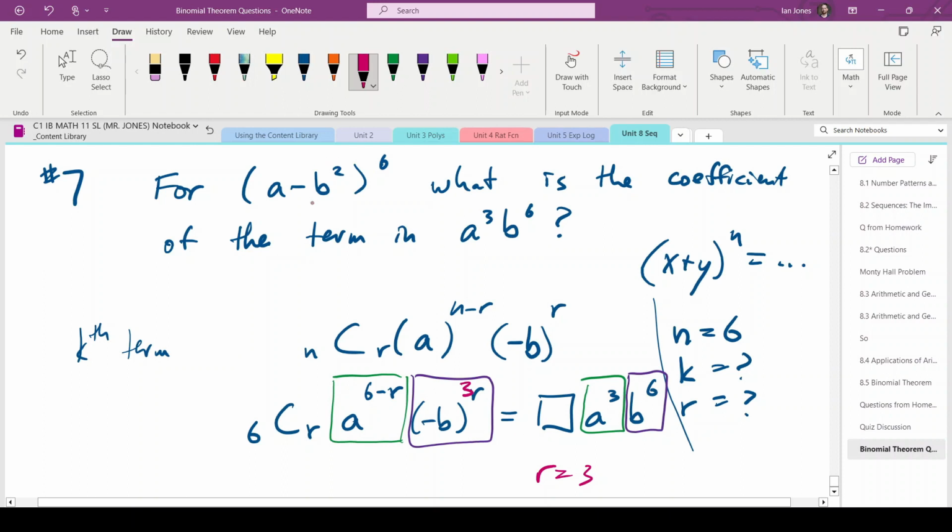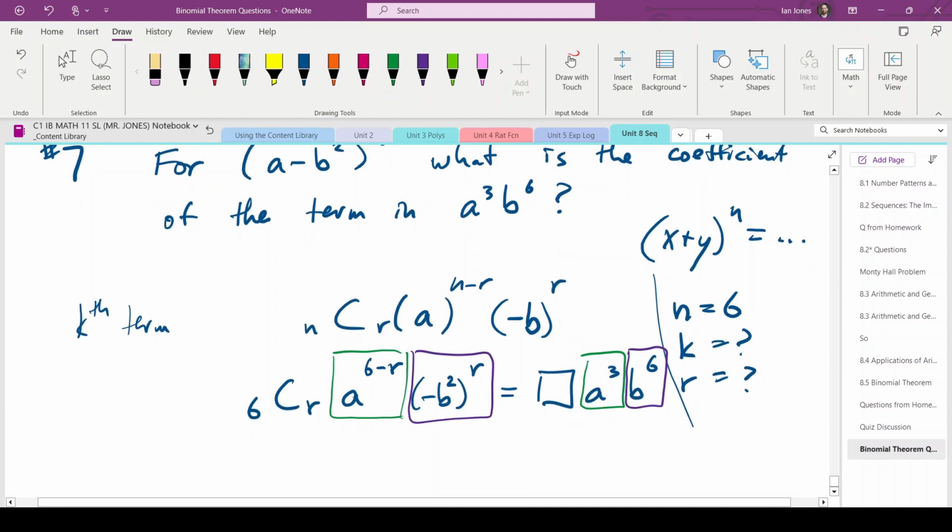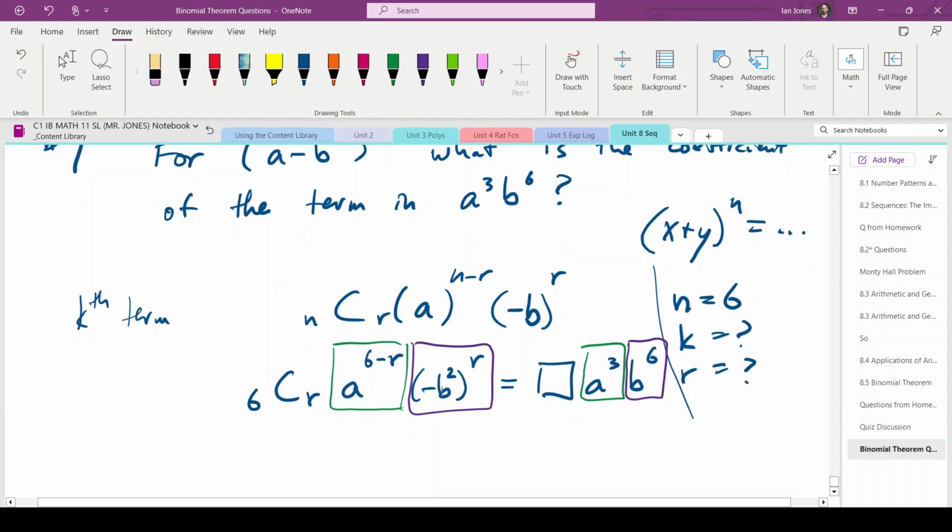Well, here's the error. It said b squared. So the error was that, in fact, I missed a squared there. And now the 3 actually makes sense. Okay? It's always good to do things more than once if possible. If you can solve it in 2 different ways, go ahead and do that, because you'll catch mistakes.